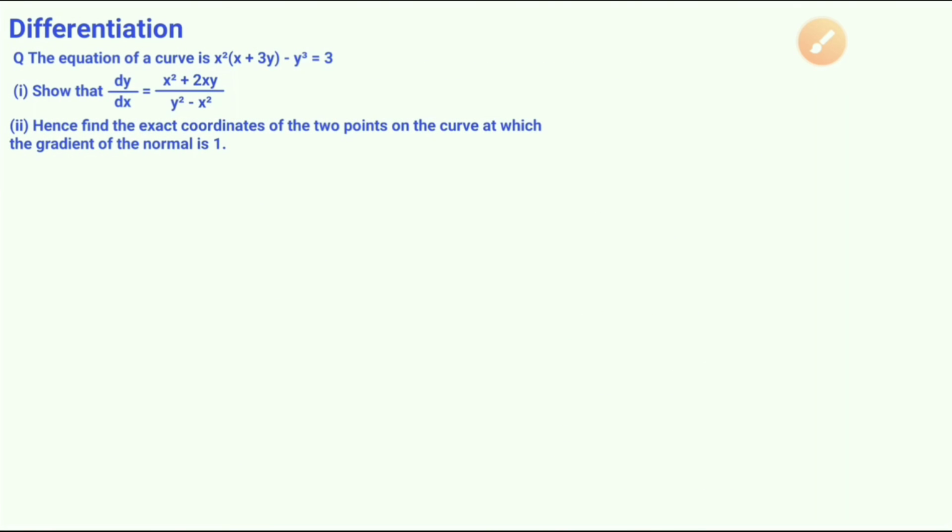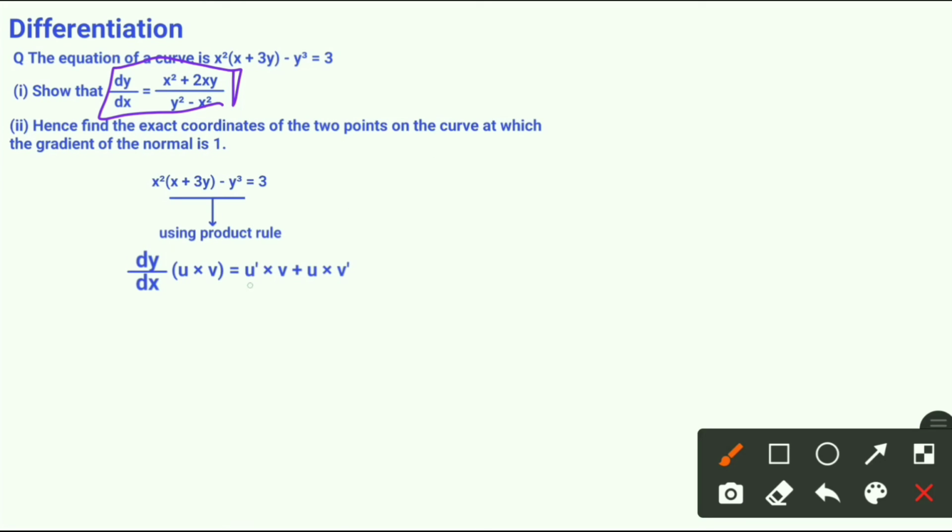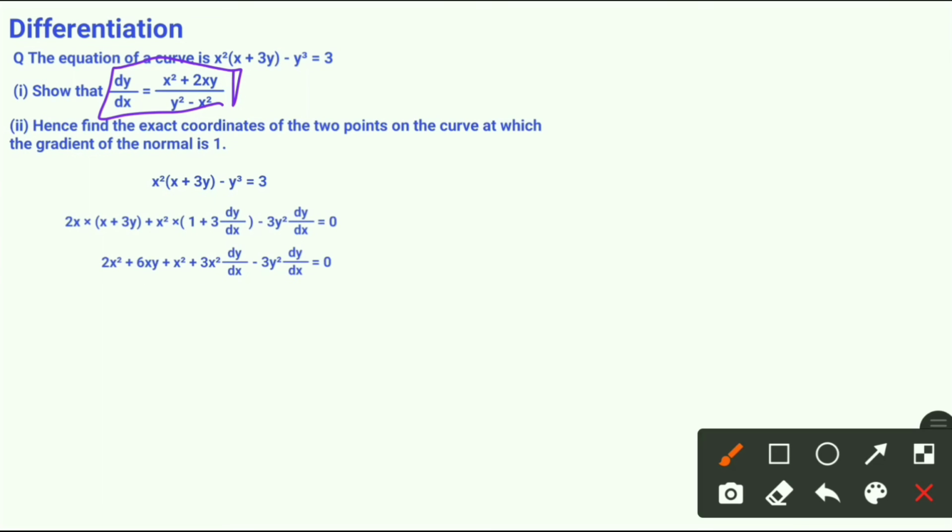Okay, question 2. The equation of a curve is this. Show that this, so you need to differentiate this and show it like this, and then do part 2: hence find the exact coordinates of the two points on the curve at which the gradient of the normal is 1. We use the product rule in here. This is implicit differentiation.